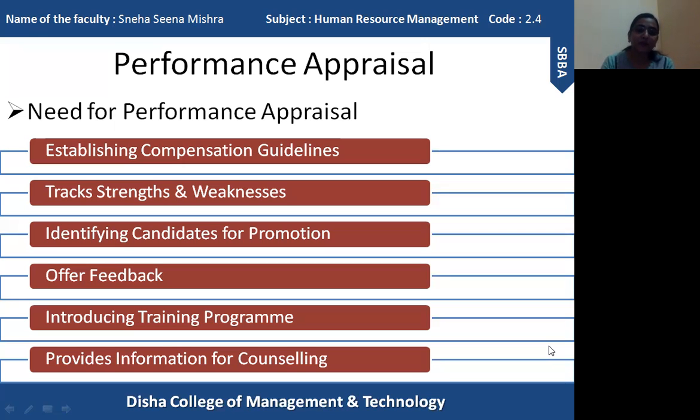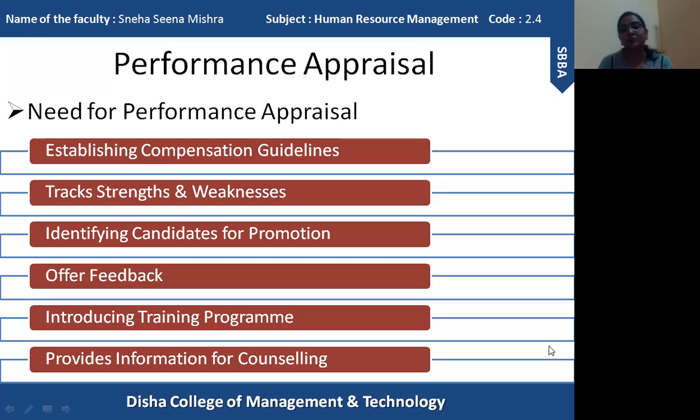Okay. The next one is introducing training programs. Whenever a training program is created, it is entirely based on the present potential and capabilities of the employees. So after understanding the present potential and capability, then only a program will be created so that that potential and capability can be enhanced. What extra they need to know, what extra knowledge they require, what extra skill they require. So for a training program, proper feedback regarding the performance of the employees is extremely essential.